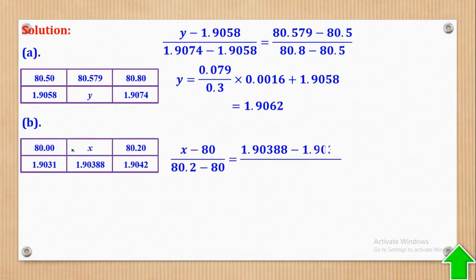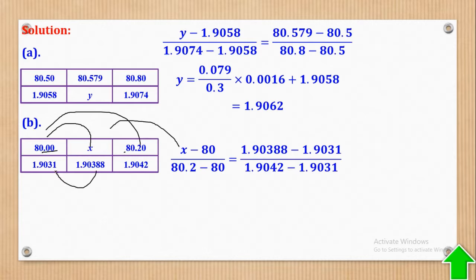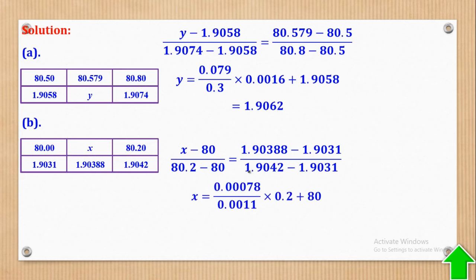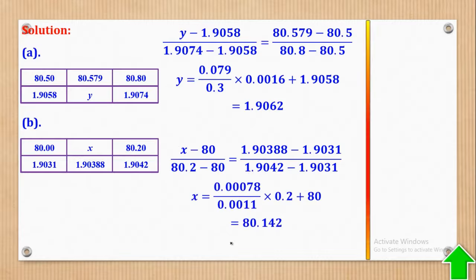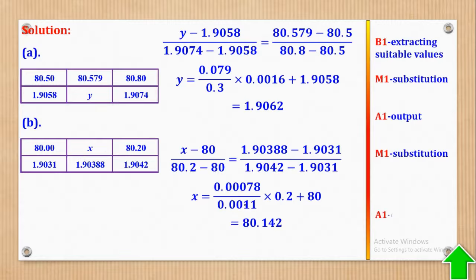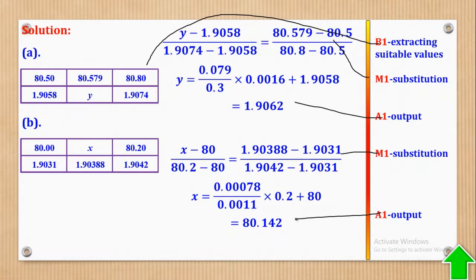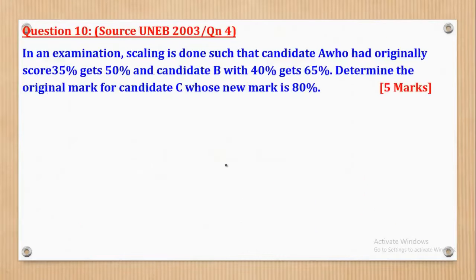So the ratio, of this and this, it is this one which is smaller, so it will be x minus this divided by this minus that, as you can see it here. Then down, this minus this divided by this minus this. So next is to make x the subject, and x will be equal to 80.148. So basically that's what they wanted. Now let's see how marks can be awarded. So B1 for this, M1 for this, A1 for that, M1 for this, A1 for that. So that was question 9.